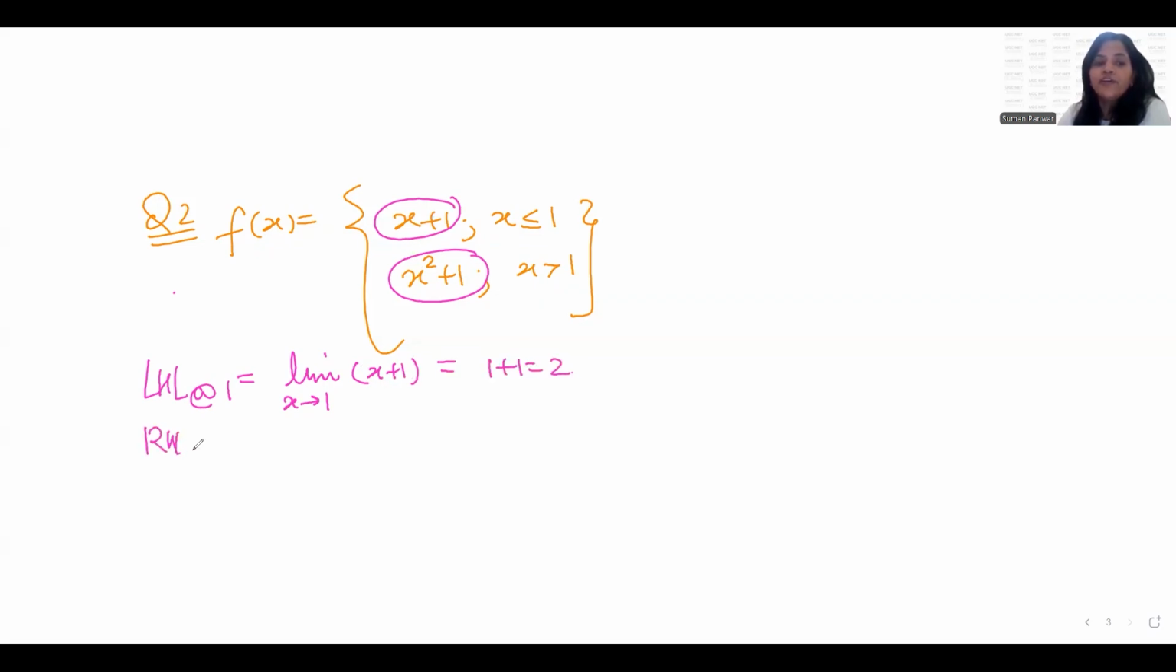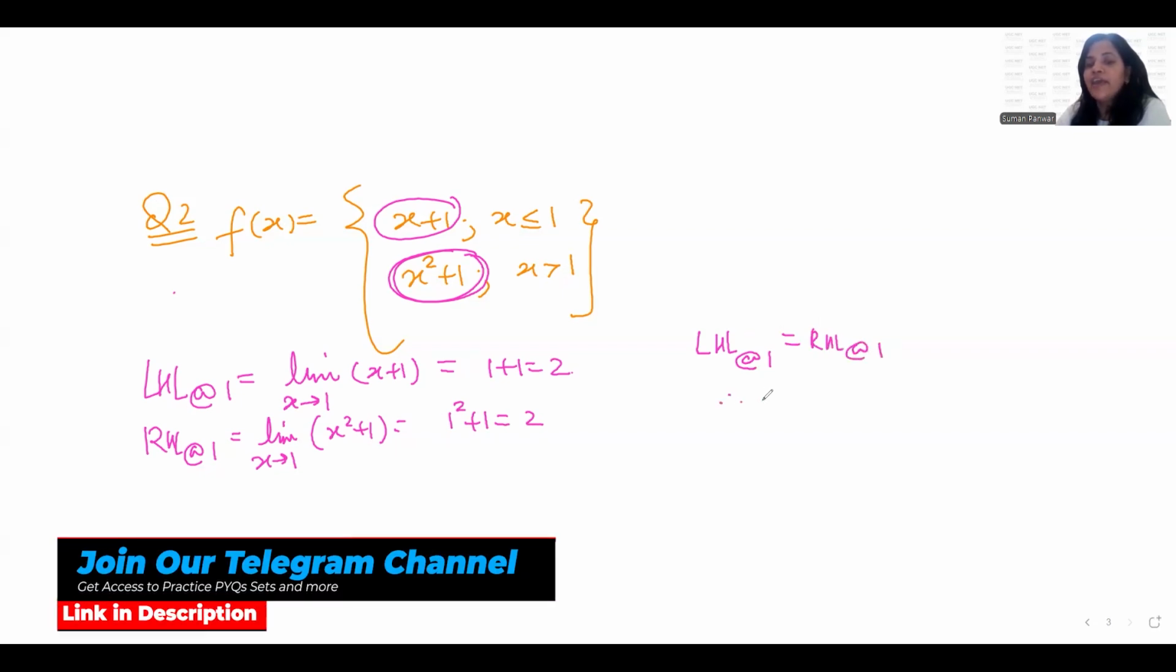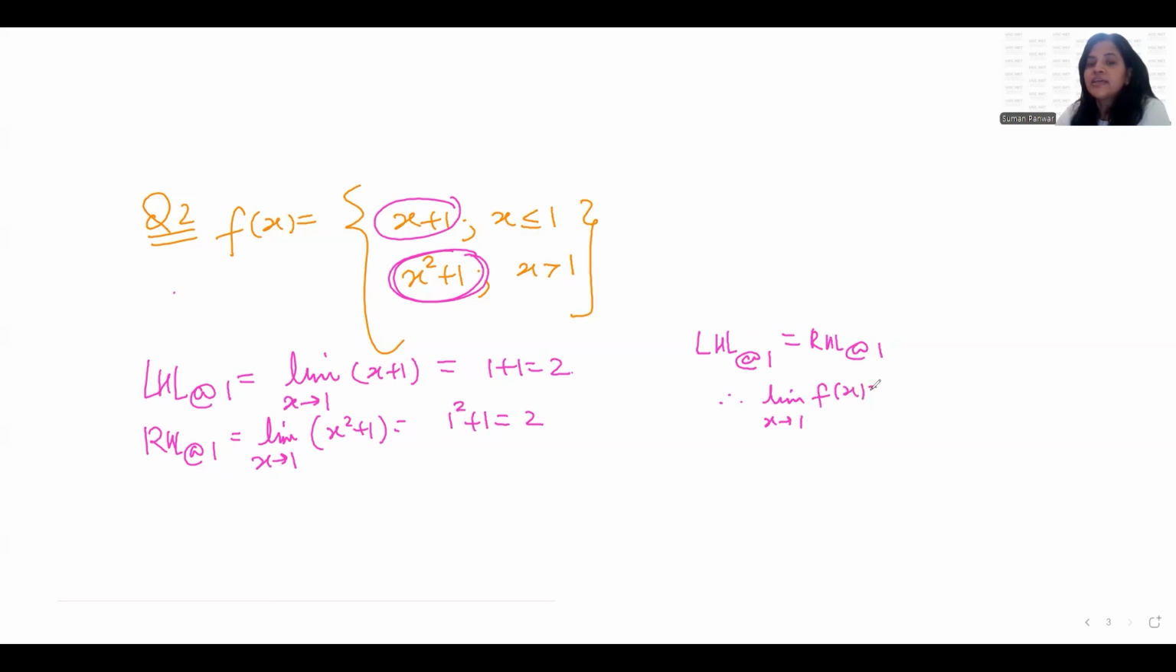And if we talk about the right hand limit at 1, this is nothing but limit x tending to 1, right hand expression, which is x square plus 1. Now put x equals to 1, 1 square plus 1, which is 2. So in this particular case, you can see that the left hand limit at 1 is equal to the right hand limit at 1. And therefore, limit x tending to 1 f(x) is equal to 2, because that is the common value which we have obtained.